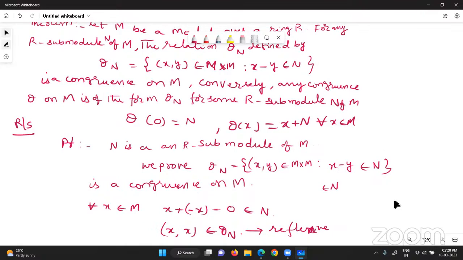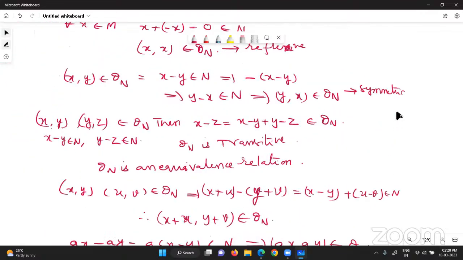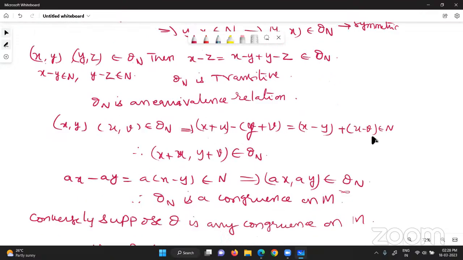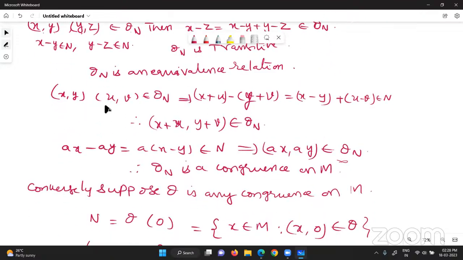With the set of all ordered pairs (x, y), for any x, y belongs to M, you have x minus y belongs to N, and we proved that it is reflexive, symmetric, and transitive. And also we proved that (x, y), (u, v) belongs to theta N implies (x plus u, y plus v) belongs to theta N.